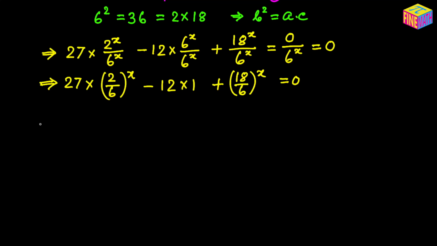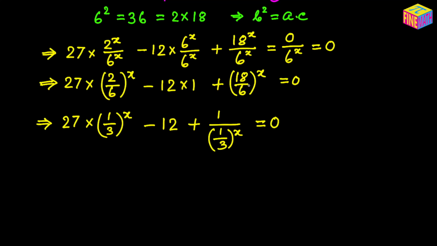And now let's try to simplify a little more. From here we can say that, okay, this must be equal to 27 times 2 over 6. So that would be 1 over 3, 1 over 3 whole to the power x, because 2 is a common factor between 2 and 6. So if we reduce that, this comes to 1 over 3, and then minus 12. So 12 times 1 is actually 12, and plus this one will be 3, right? Because 6 3s are 18. So that would be 3 to the power x, and can we write it as 1 over 3 to the power x. So 18 over 6 whole to the power x can be written as 1 over 1/3 whole to the power x.